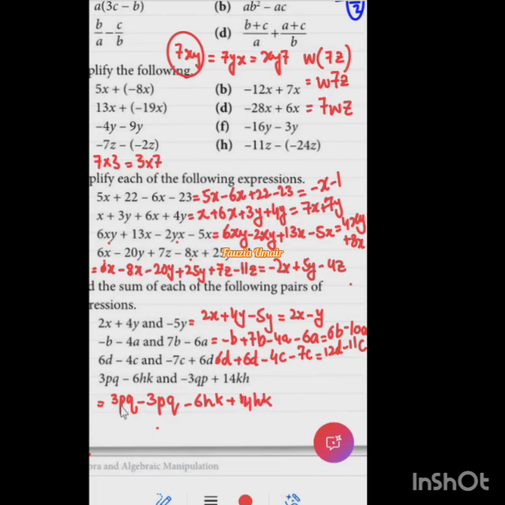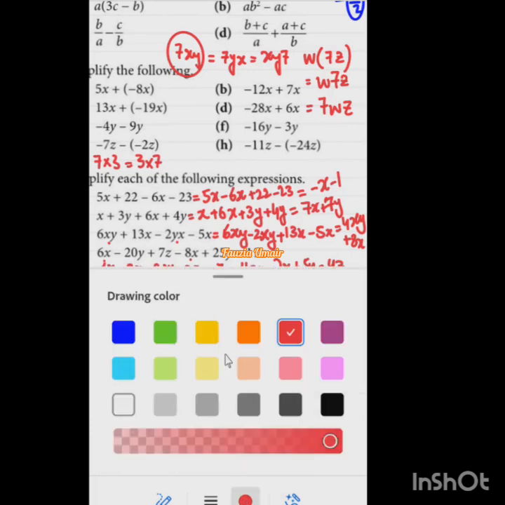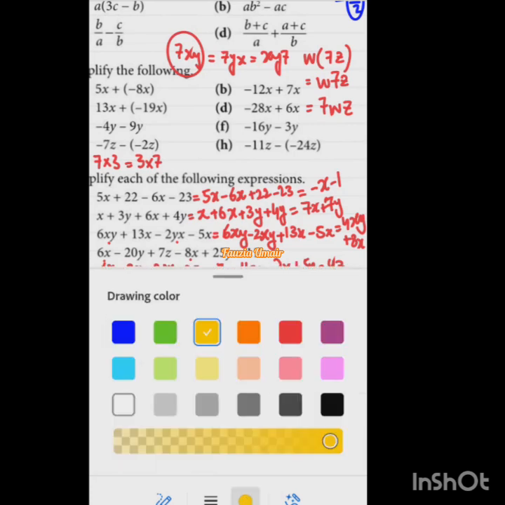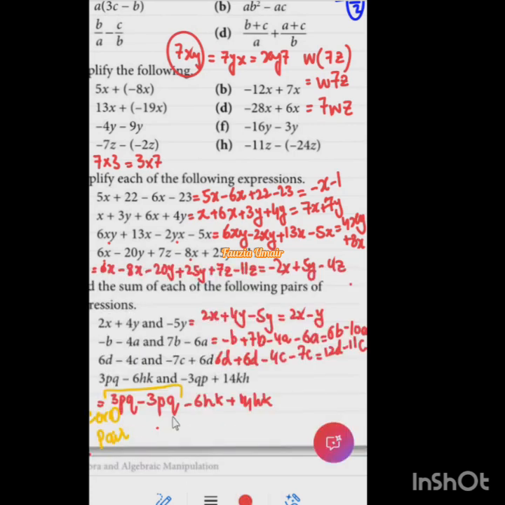So now what is this? Minus 3pq plus 3pq. It's called a zero pair. Very good. Ma'am, a zero pair is basically any two terms in algebra which, when we add them, we get zero, so that pair is called a zero pair. So this pair is gone, the pq term is gone. Now minus 6hk plus 14hk. How many hk's? Ma'am, it would be 8hk. Excellent. So 8hk would be the answer, right? Yes.